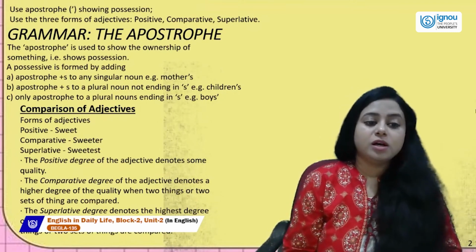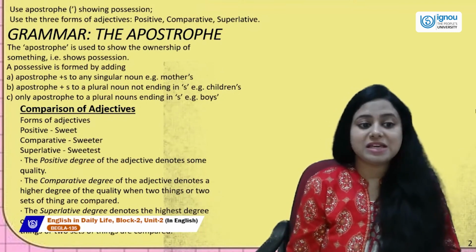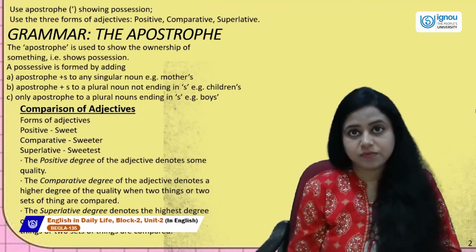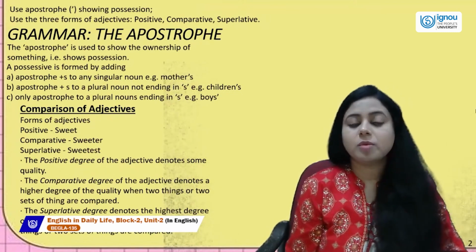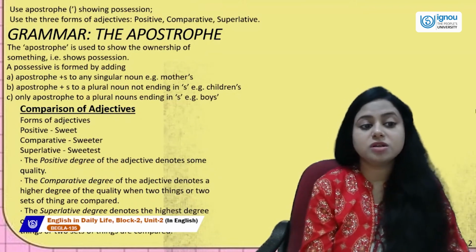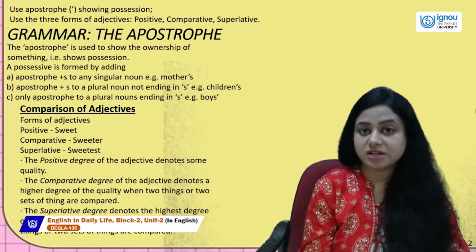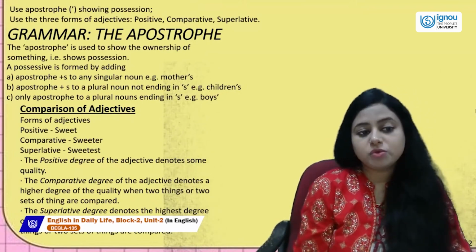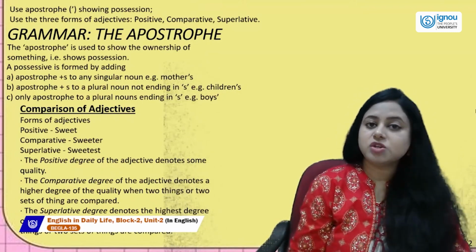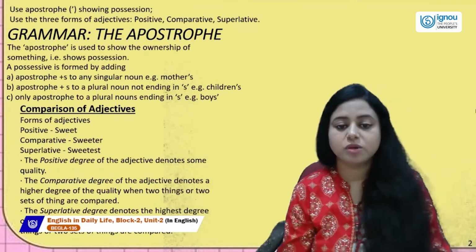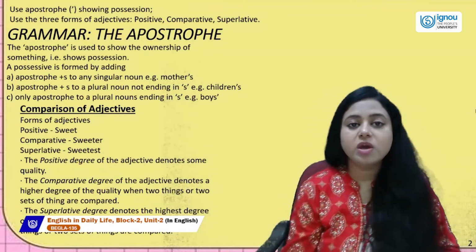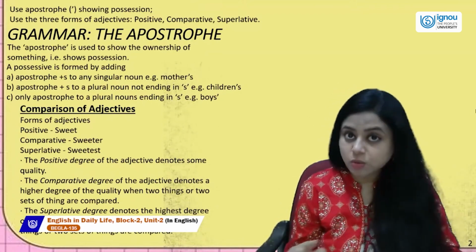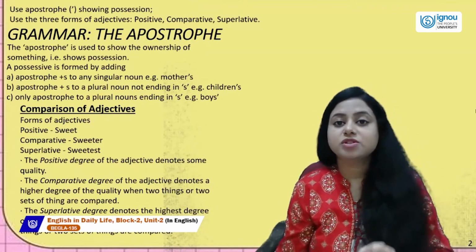Now, second is apostrophe plus s to a plural noun which is not ending in s. When we talked about the singular noun, it did not end with s. Like in mother, you have r at the end. So now we are talking about a plural noun where it's not ending in s. That's easy. Like we talked about children right now. Children is the plural of child. So when you add apostrophe and then you add s, it becomes children's.